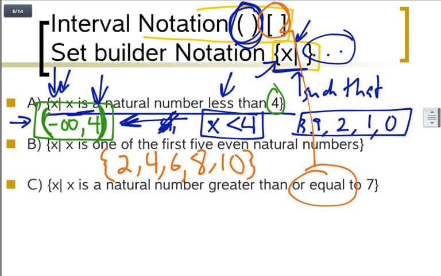And now this time we don't use the curve or the bracket because it's not using all the numbers in between. We're actually listing them. So I put them in a set. Okay?